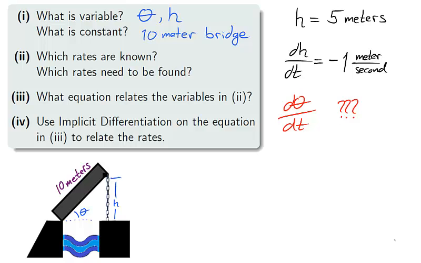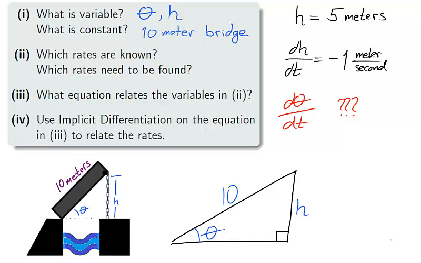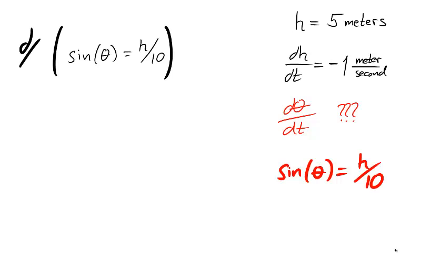The third question, what equation relates the variables, can be answered by considering the geometry of the situation. The drawbridge and chain outline a right triangle with hypotenuse length 10, angle theta, and opposite length h. Therefore, a good equation is sine theta equals h over 10. We've answered our first 3 questions.